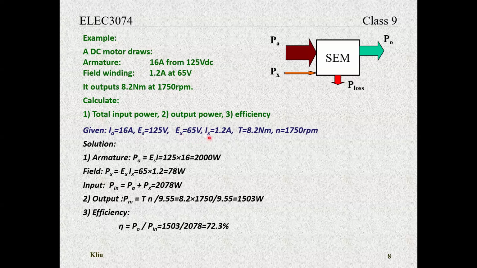And here's also the current of the field. Current in the armature, supplied power to the armature. We have the torque, we have the speed. Armature power, plug in the numbers, we get 2000 watts, 2 kilowatts out of that. And what are our losses? The field power to excite the field. We multiply the voltage times current, and that is going to give us 78 watts.